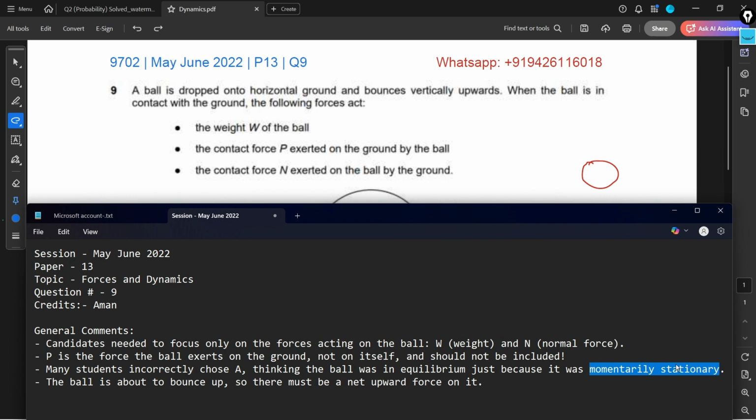And the second mistake was that a lot of students included the force P in their final answer, which is again not true because P is not the force that is acting on the ball, but on the ground, and therefore should not be included in the final answer. So if you are cautious about this kind of thing in the final examination, you can avoid these kinds of mistakes and be among those top students who can attempt this kind of question with ease.